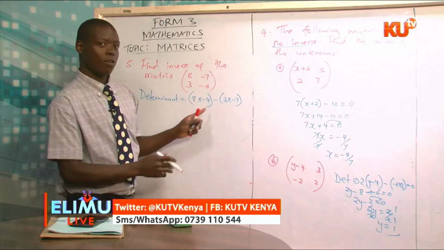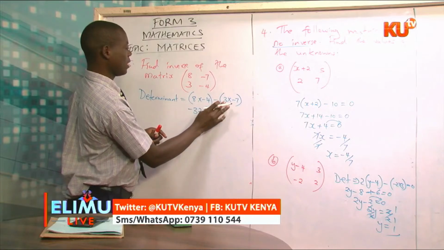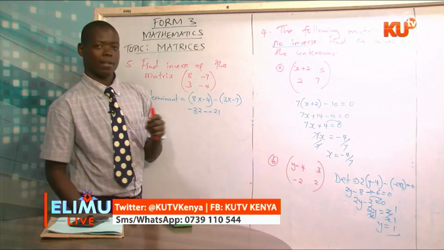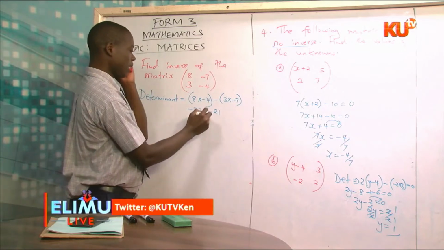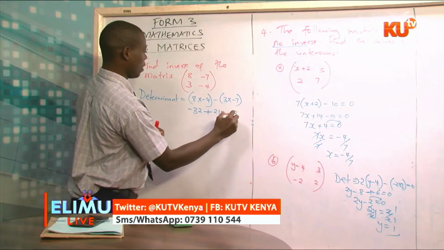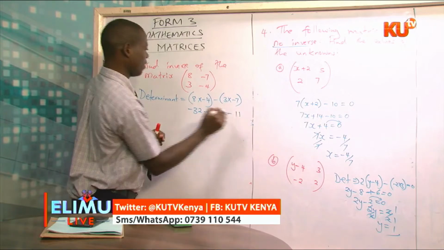8 times negative 4, we have this as negative 32, minus 3 times negative 7, negative 21. Negative, that turns to positive, and therefore this is negative 31. So this is negative 11.